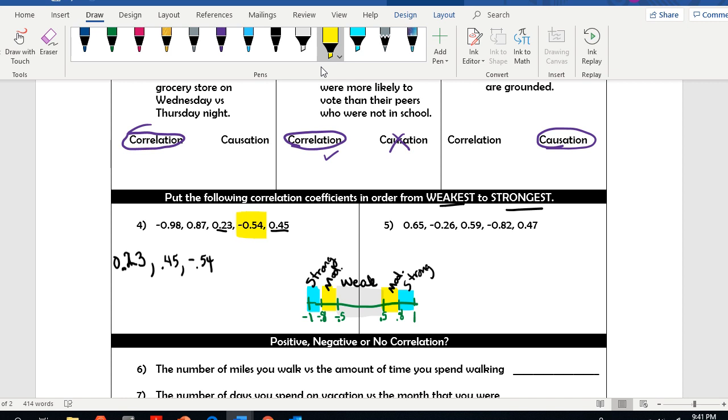All right, and then the next one, we only have 2 left, and they're both strong. So I'm going to put them both in blue. Let's go back and put these 2 weak ones in gray. So I want you to see I put what's weakest first, and then let's go down and fill it in. So I've got the 2 blue numbers next, 0.87 and -0.98. This is the right order going from weakest to strongest. Weak to strong correlation.